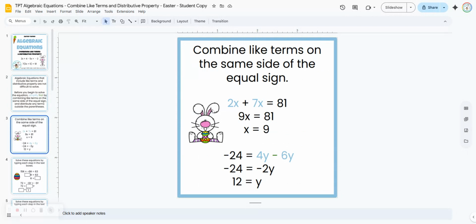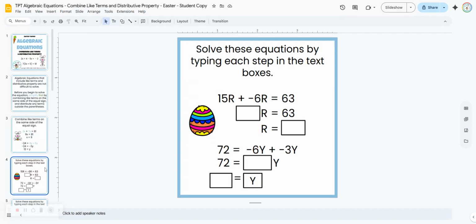So we've got equations where like terms are on the same side of the equal sign, so they can combine them. Once they do that, then they just have a one-step equation to solve. This one, combining like terms, again on the same side of the equal sign, and then they have a one-step equation to solve. So students are going to start on slide 4.